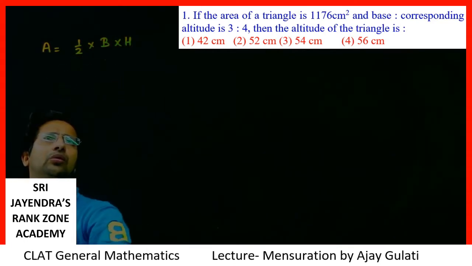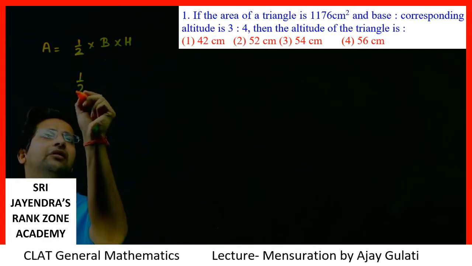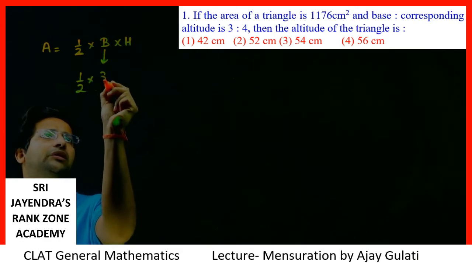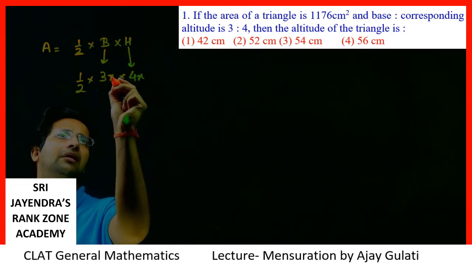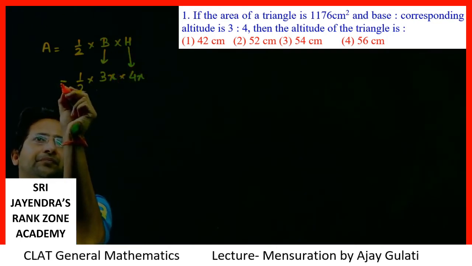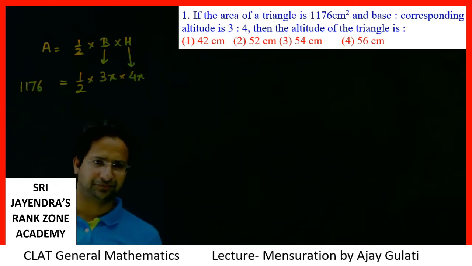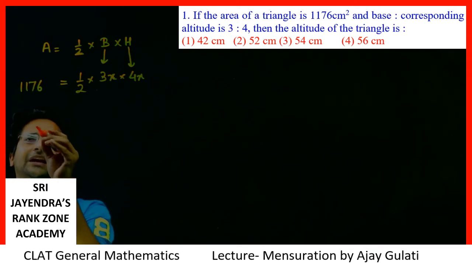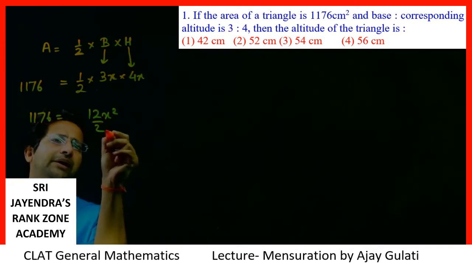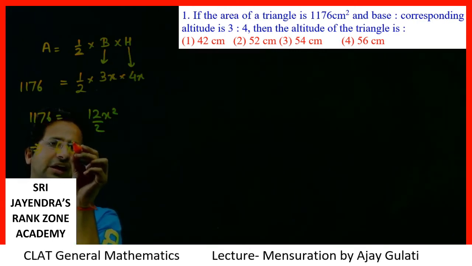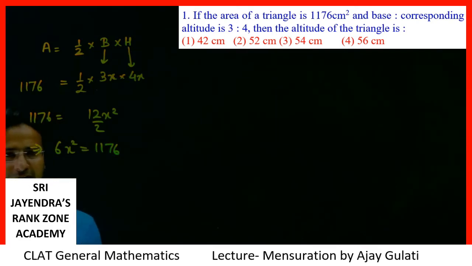Now this is equal to half, base into corresponding altitude, 3:4. This is equal to, area is given to us as 1176. Next thing, I can say 1176 is equal to 12x square by 2, or I can say 6x square is equal to 1176. I hope so far this is clear to you.